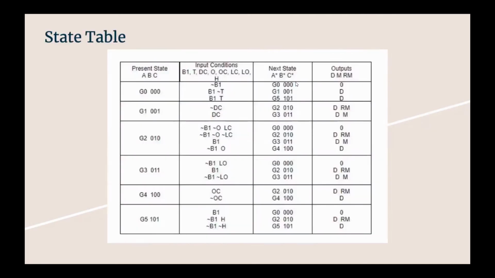So let's go to my next state. In this table here, it's a little bit nicer to see. I have my input condition. So for my present state 000 to go to the next state G000, so back to idle, I would need a not B1, so not a button press or just a false on that conditional statement, and so on. I have it all listed from top to bottom.